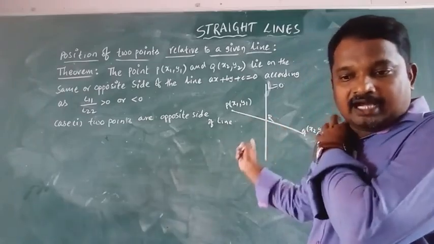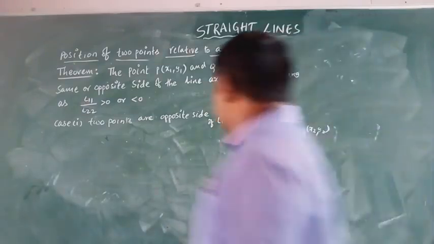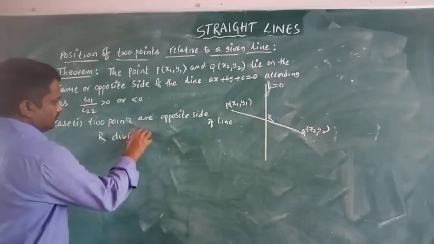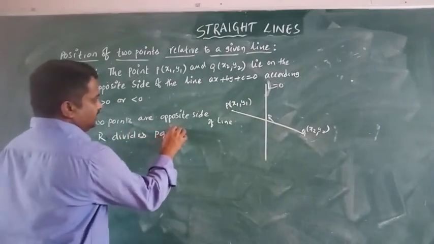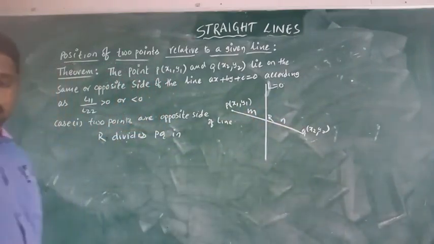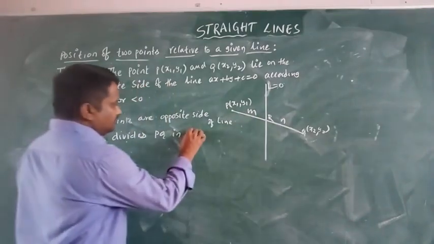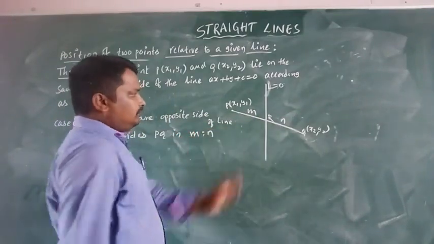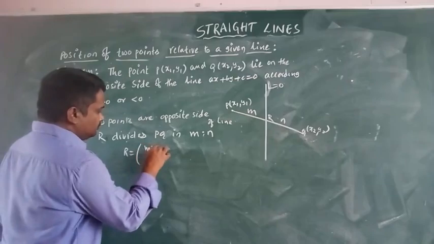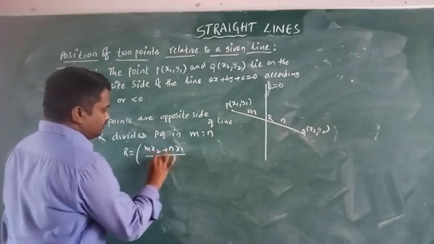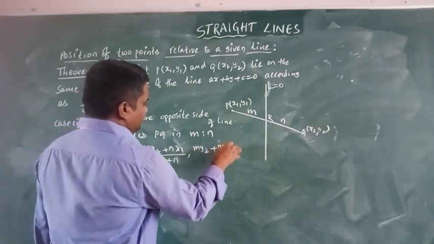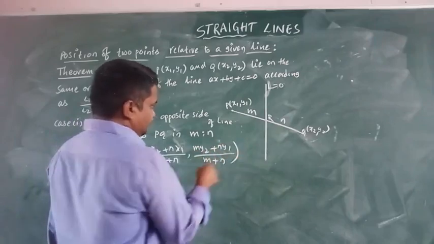So then we know that the R value we may get by the section formula. So R divides PQ in, I am taking, the ratio m is to n. By the section formula, you may get R equals (mx2 + nx1) by (m + n), (my2 + ny1) by (m + n).